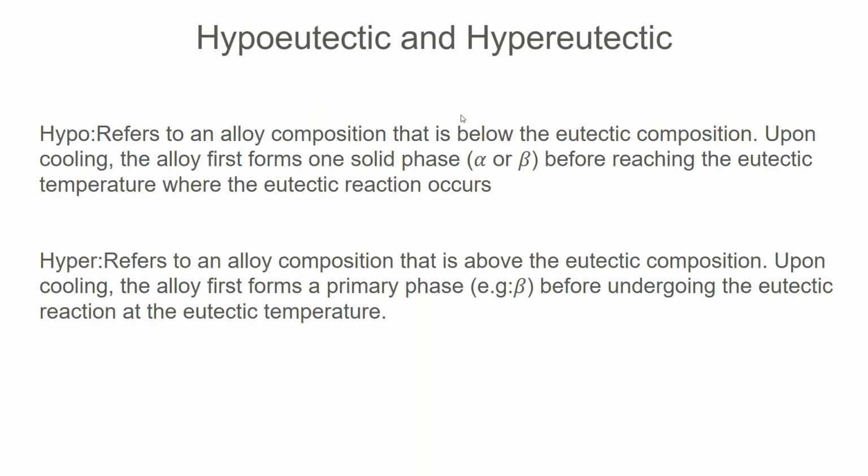Some versions of these reactions are the hypo and hyper. Hypo refers to an alloy composition that is below the eutectic composition. Upon cooling, the alloy first forms one solid phase before reaching the temperature where the reaction occurs. A hyper reaction refers to an alloy composition that is above the eutectic composition. So pretty much the same thing, just above the range.